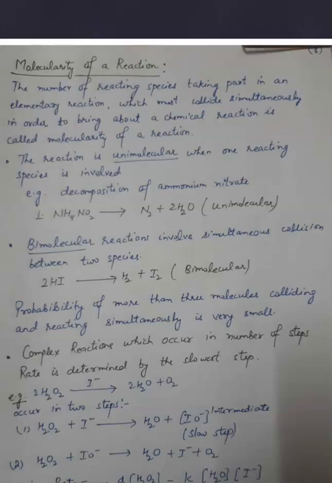For example, the reaction is unimolecular when one reacting species is involved. For example, this is ammonium nitrate, only one reacting species involved, so reaction is unimolecular. Here two molecules of HI are involved, so reaction is bimolecular. Probability of more than 3 molecules colliding and reacting simultaneously is very small. Complex reaction occurs in a number of steps. Here the order can be found out. This is very important. For complex reaction, order can be found out only by the slowest step.